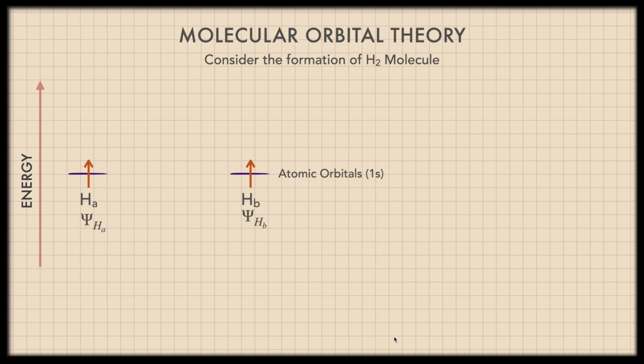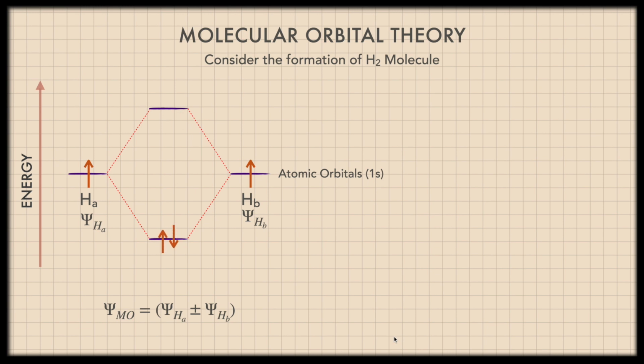Now suppose each of these electrons is defined by a wave function, psi HA and this one by psi HB. There's one approximation which is known as the linear combination of atomic orbitals. That means the atomic orbitals simply combine to form new molecular orbitals. So in this principle, what is important is that the number of molecular orbitals will always be equal to the total number of the atomic orbitals. So here from two atomic orbitals, we have two molecular orbitals.